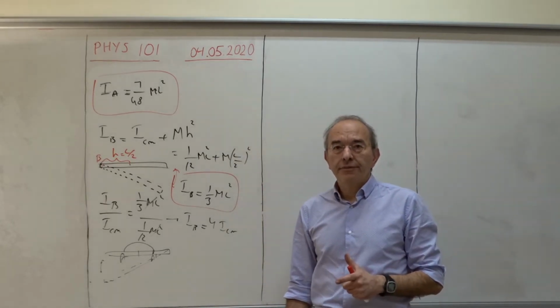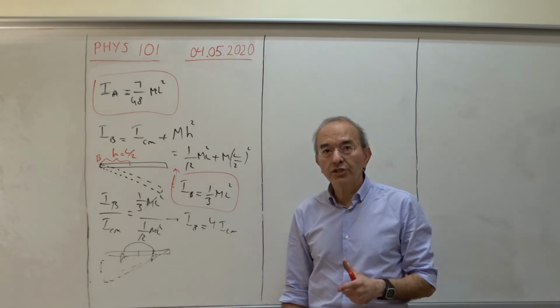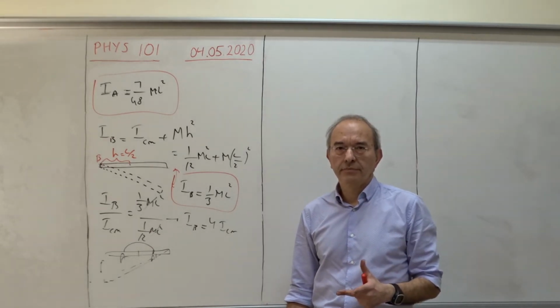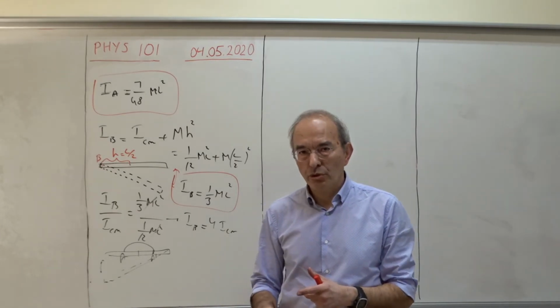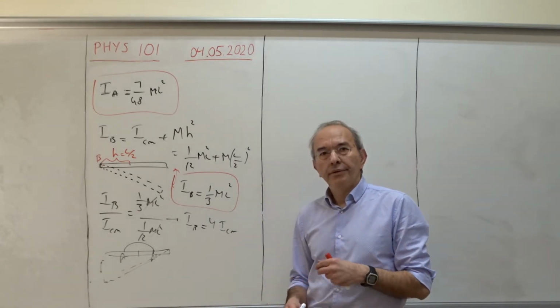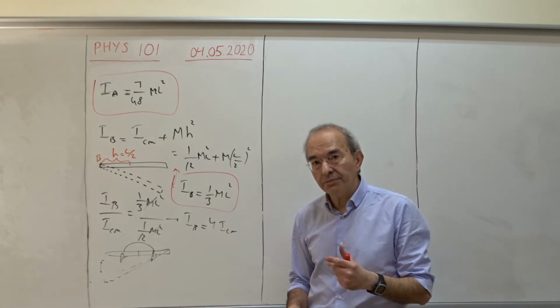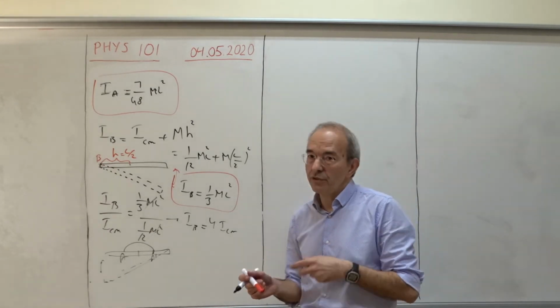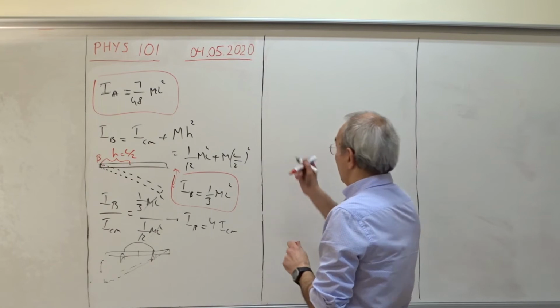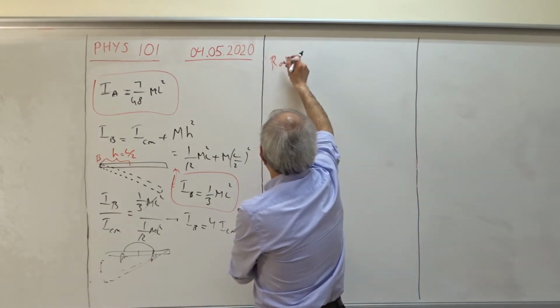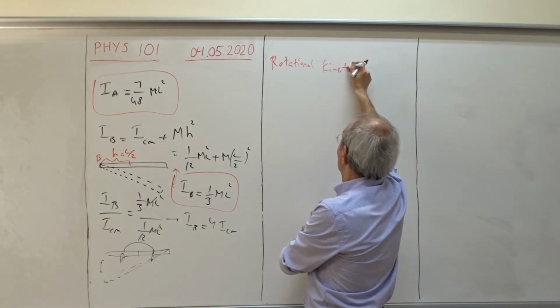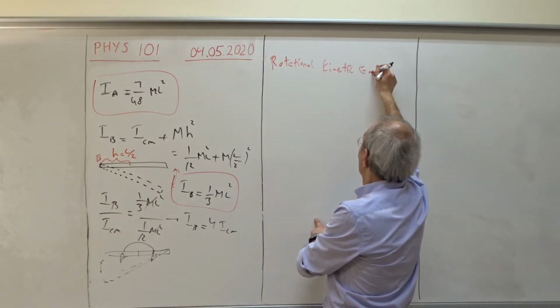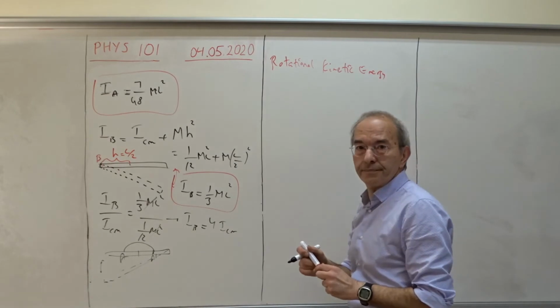Now let's consider the rotational kinetic energy. After having seen the parallel axis theorem, let's see the new idea, kinetic energy. We have seen kinetic energy, but now we have rotational objects. Now we have the rotational kinetic energy.